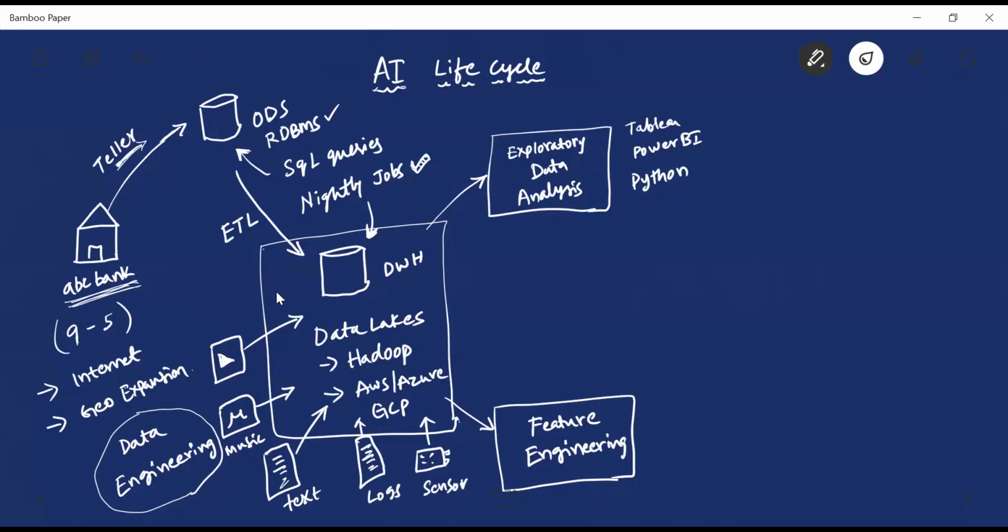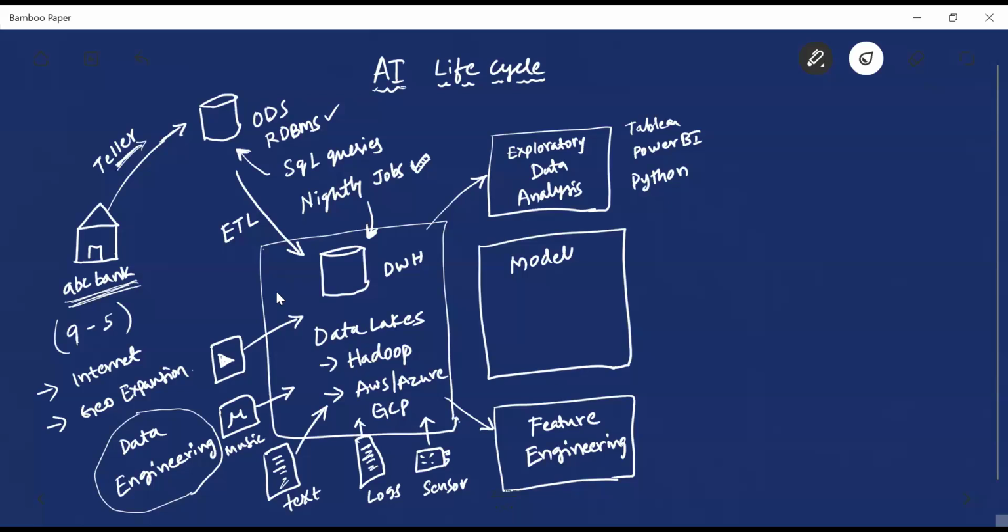Once we have completed the exploration and the feature engineering, we will do something called modeling. Now, modeling is not our regular modeling. This is machine learning modeling. And this is a central piece of the equation, where we have supervised machine learning. We have unsupervised machine learning.